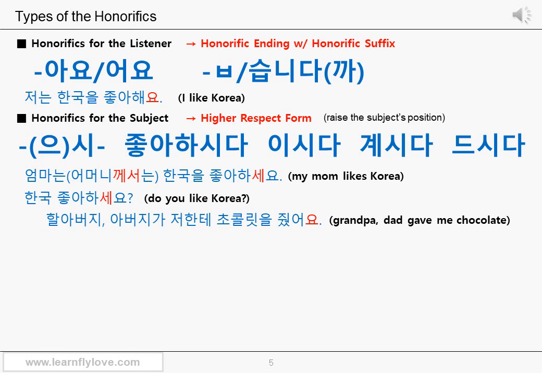So you need the honorific suffix 요 for your grandfather to sound polite, but you shouldn't use the higher respect form for the subject father, because grandfather is the father of your father. He's in the higher position and he doesn't want to hear the higher respect forms for your father or for the action that your father has done. Okay? Higher respect form is not the official name, but we named it that because it is used to show more respect to the subject by raising the subject's position.